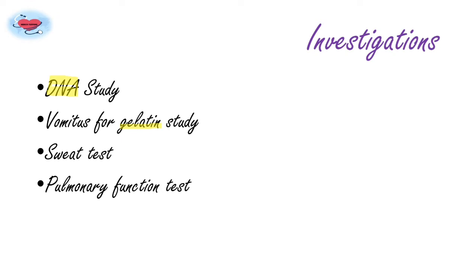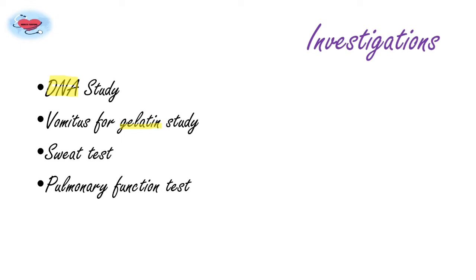If it affects the intestines, the child may present with meconium ileus, sodium deficit, sometimes cirrhosis of liver. Usually these children die in childhood or early age. So these are the most important complications.